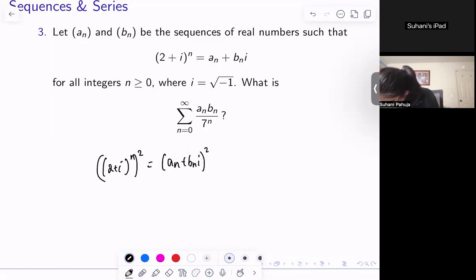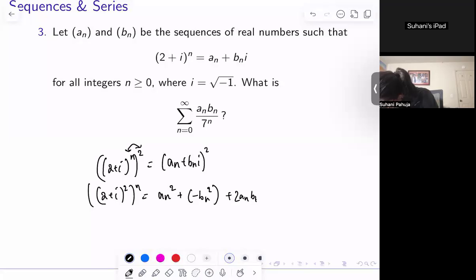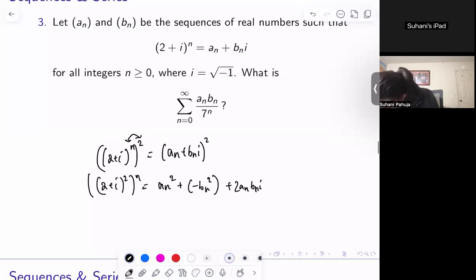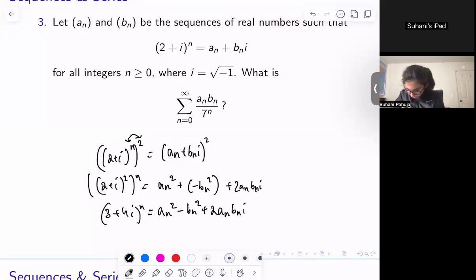And then we can swap these two exponents and get (2 + i) squared to the n is equal to a_n squared plus negative b_n squared plus 2 a_n b_n i. So this is equal to (3 + 4i) to the power of n is equal to a_n squared minus b_n squared plus 2 a_n b_n i. And so we see that the imaginary part of the left-hand side should be equal to 2 times a_n times b_n.